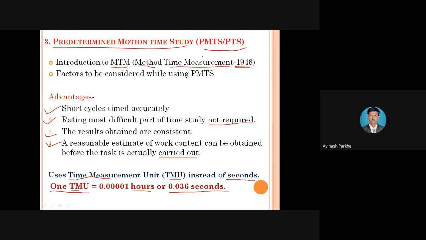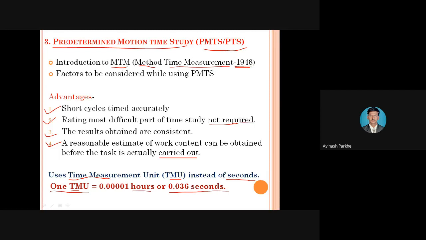Here I am not measuring the time in seconds, minutes, or hours. A special unit is designed, which is called a TMU, a time measuring unit, and 1 TMU is equal to 0.00001 hour and is equal to 0.036 second. So this is about the predetermined motion time study, which is obtained from the MTM concept.